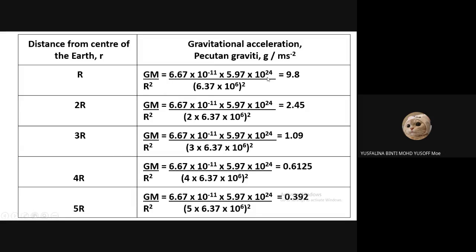You can see that at R, the gravitational acceleration is 9.8. Then at 2R, the radius is doubled, and it decreases to 2.45. At 3R, the gravitational acceleration reduced to 1.09. At 4R, 0.6125. At 5R, 0.392.